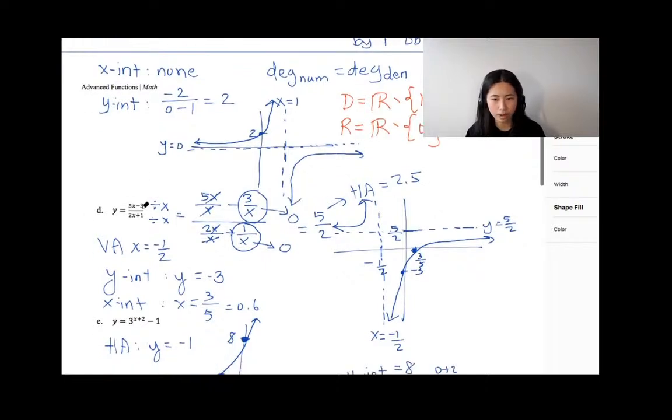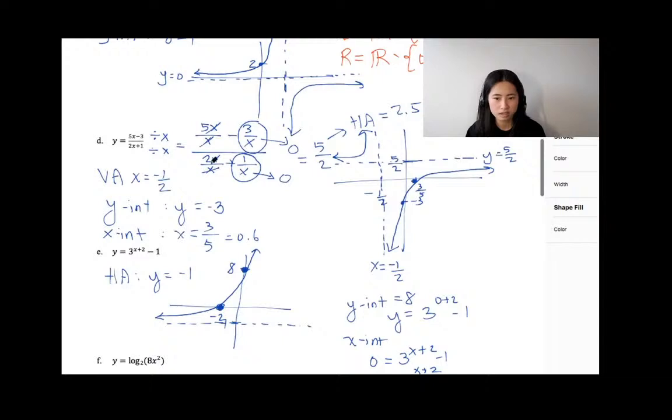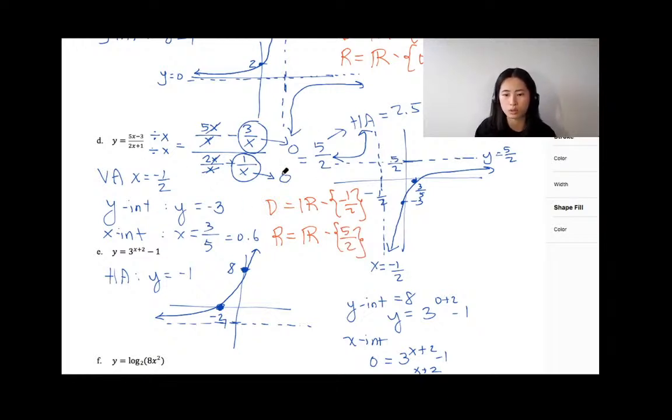Similarly for part D, it's going to be the same thing as this one. However, your 1 and 0 are going to be different. So domain is all reals except your x. So your x here in this case would be negative 1/2. And then your range is going to be all real numbers except 5/2, because your 5/2 is your y, which is your horizontal asymptote.